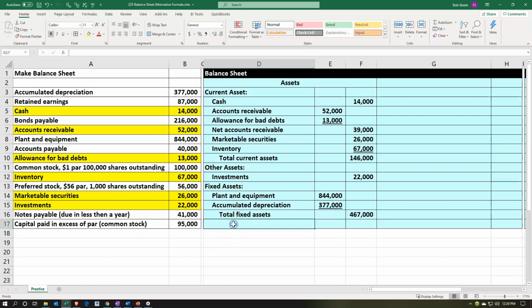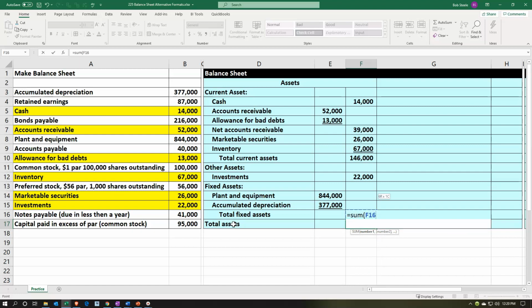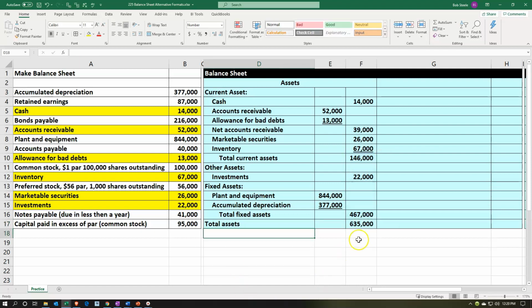Then we're going to have the total assets on the bottom line, which will be total assets. And we'll then sum this up, equals the sum of, I'm holding down Shift and going up to the 146 now. And then you could close it up, but you don't need to. I'm just going to hit Enter. And so there's the sum function. Then I'm going to underline under the 467 by going to the Home tab, Font, Underline.